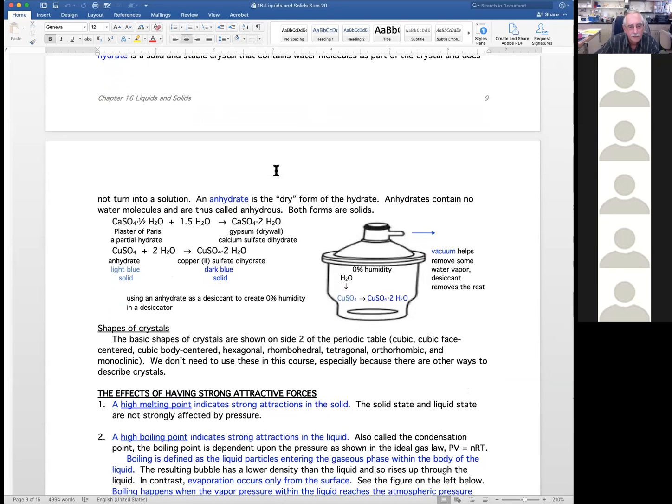So here's an example, because it's an everyday example. This is called plaster of Paris. Oftentimes they will write the structure to get rid of the 1/2, they multiply the whole thing by 2. So 2 calcium sulfates for every 1 water molecule.